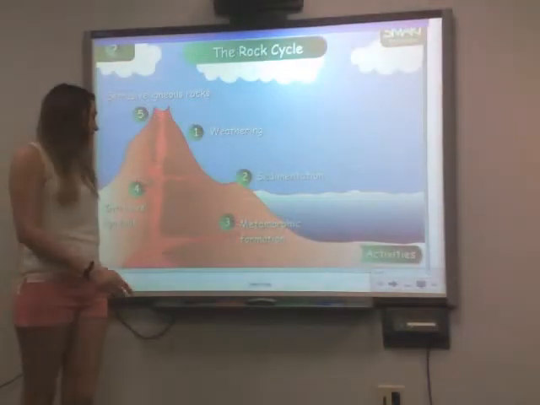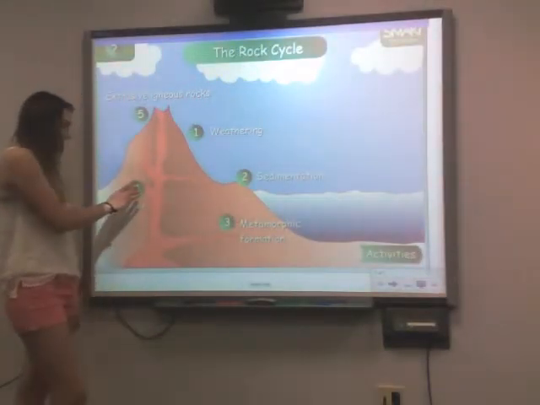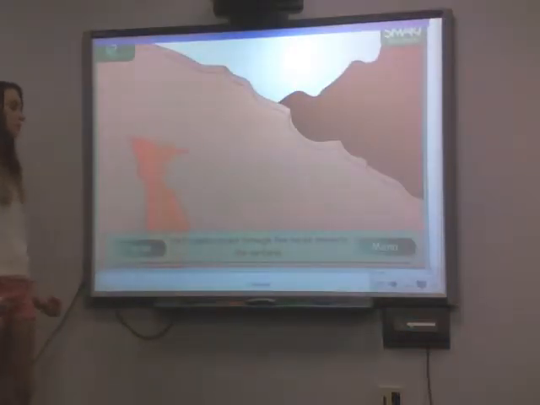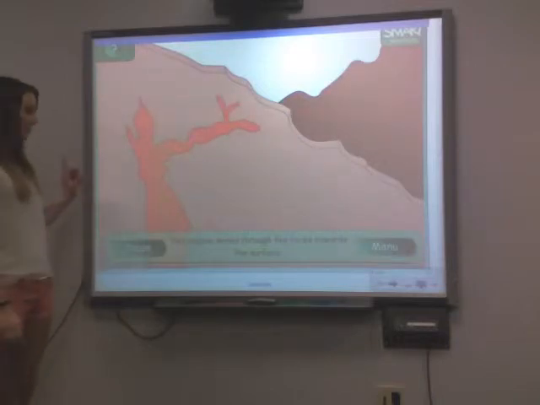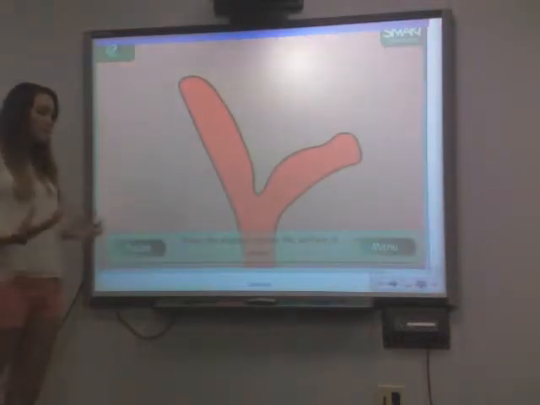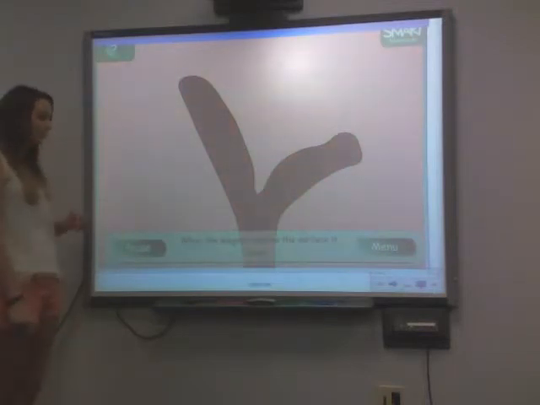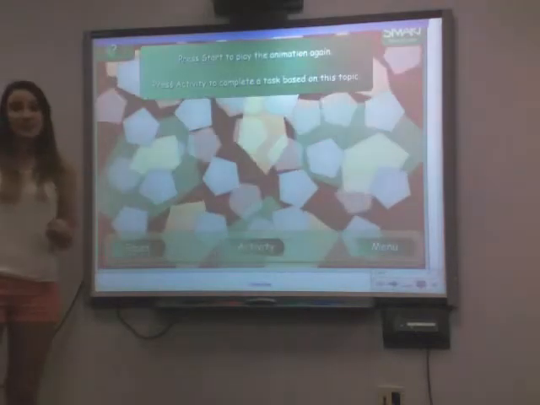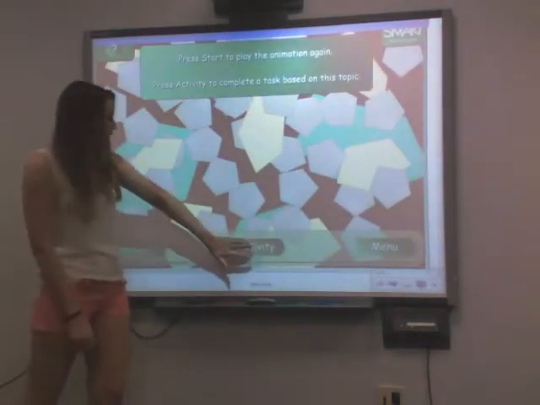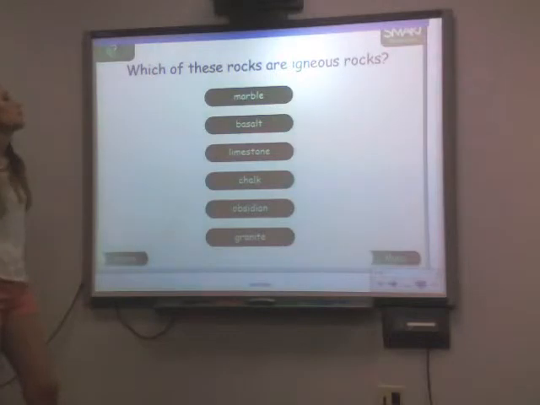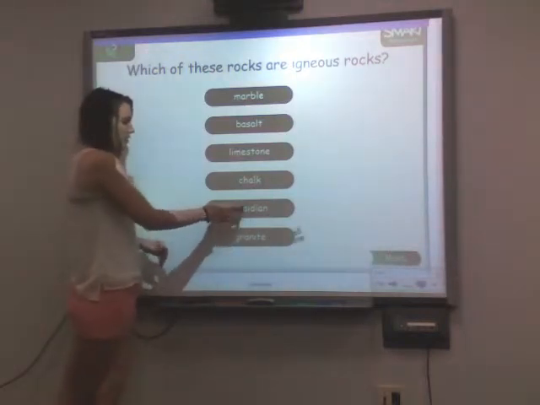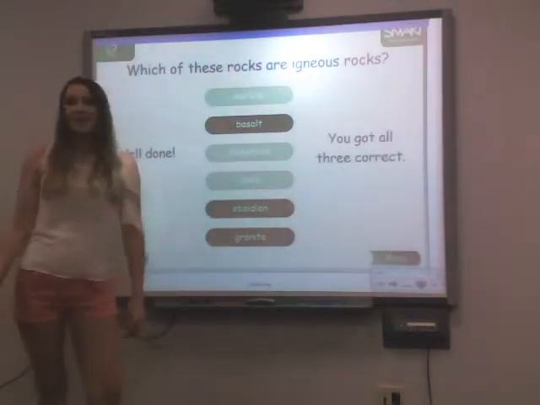For part 4 of the rock cycle, we're going to introduce intrusive igneous rocks. The hot magma moves through the rocks towards the surface. When the magma reaches the surface, it begins to cool. The magma that cools and crystallizes underground is called intrusive igneous rock. The activity in part 4 is which of these are igneous rocks. So the students can come up and choose granite, obsidian, and basalt, and they would know they were correct.